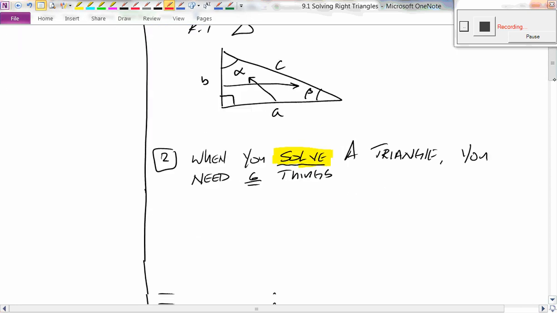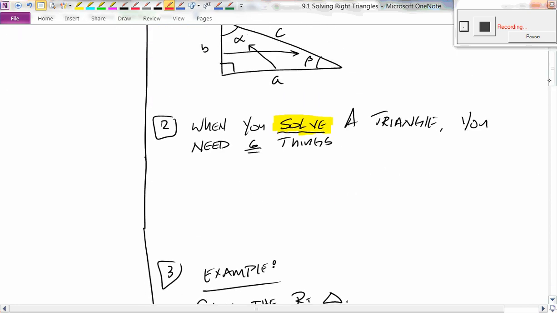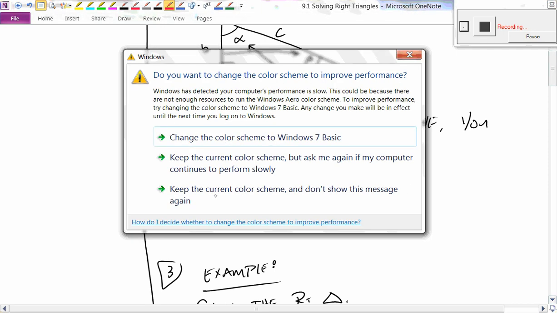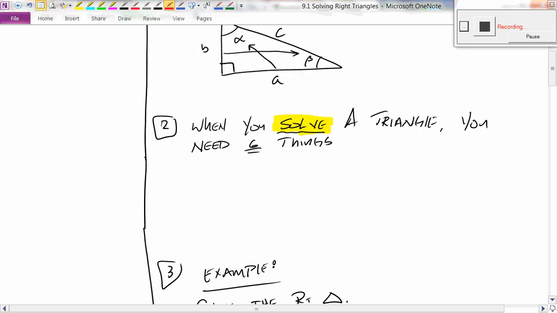When you solve a triangle, you need 6 things for your answer. You may know what those 6 things are if you take a guess. Mr. Schroeder: All the sides and all the angles. That's right, exactly. You need all 3 sides, and you need all 3 angles. And I make this little chart here to give me all 3 sides and all 3 angles.